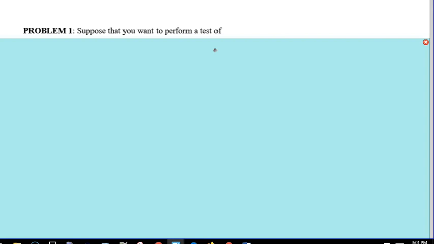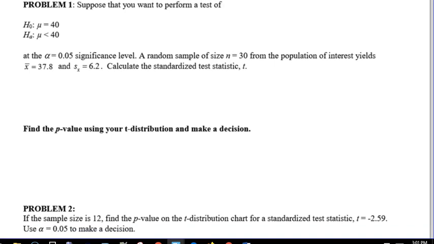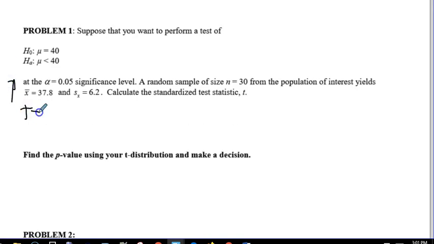All right. Problem 1. We have to find out what t is here. Okay, we're not given t. It says find t. So we're going to do t based on the formula on the previous page. So we take our average, 37.8, and we're going to subtract our mu of 40. We're going to divide that by our standard deviation divided by the square root of n. I want to type that in our calculator.